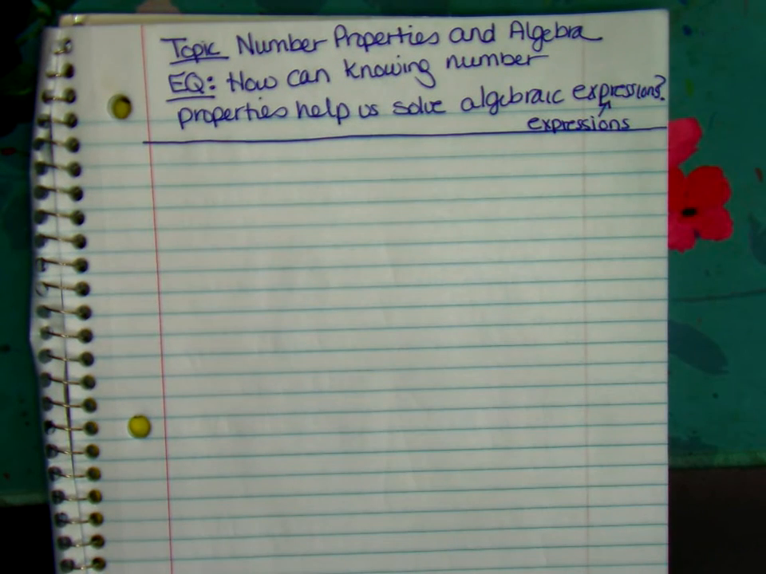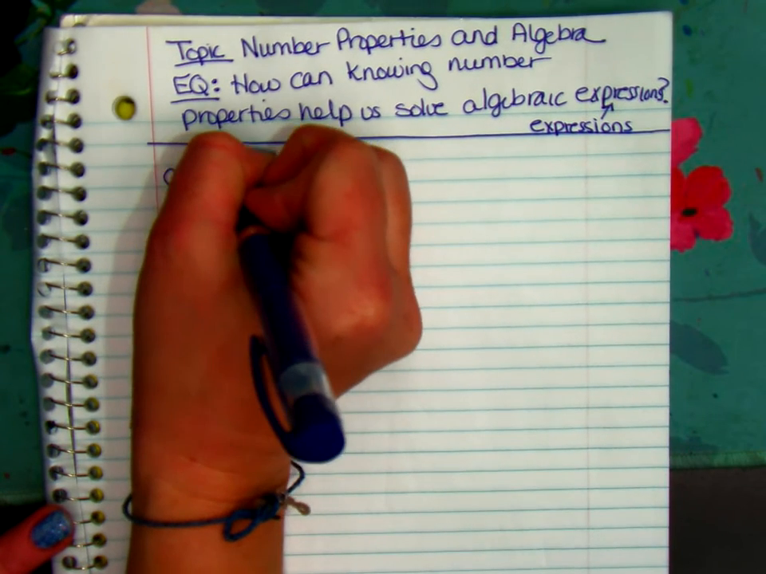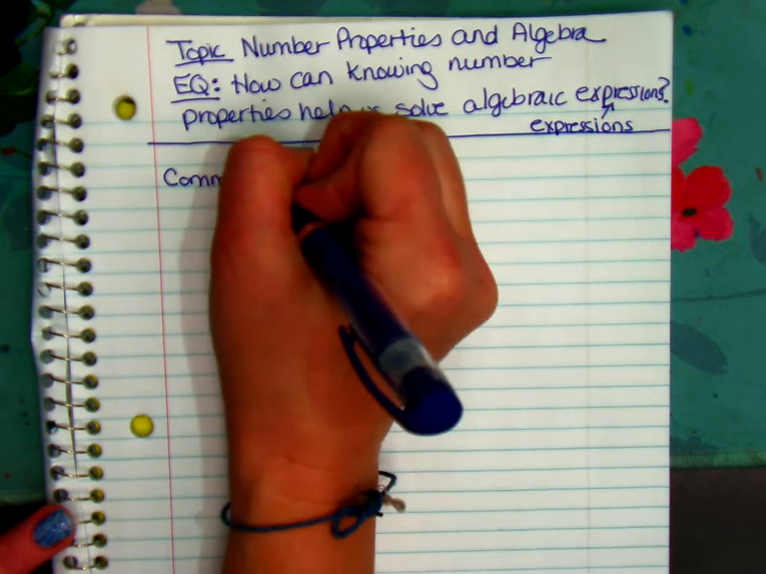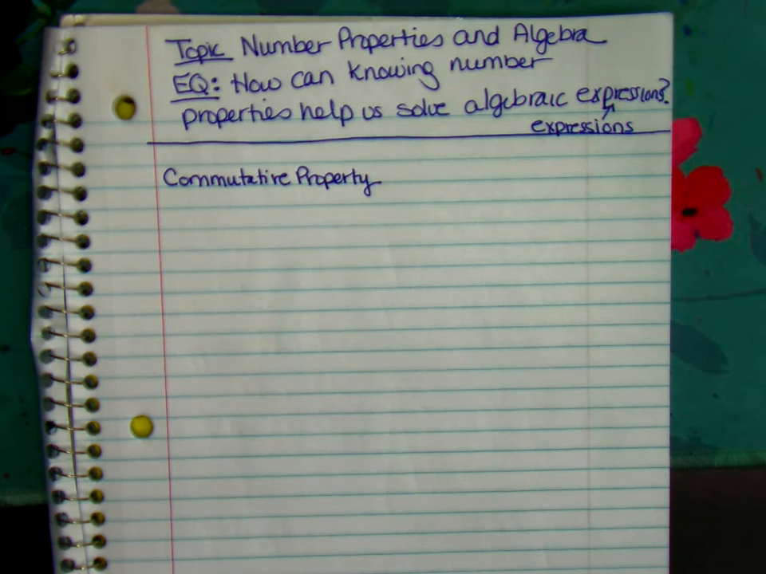Okay, so the first property we're going to talk about is the commutative property. Now, the commutative property, think about commuting. When you commute, you go from one place to the next place. You're not a different person. So if I commute to San Diego for work, when I leave Hemet, I'm Miss Engel. When I get to San Diego for work, I'm still Miss Engel. I'm the same person. I've just commuted to a different place.